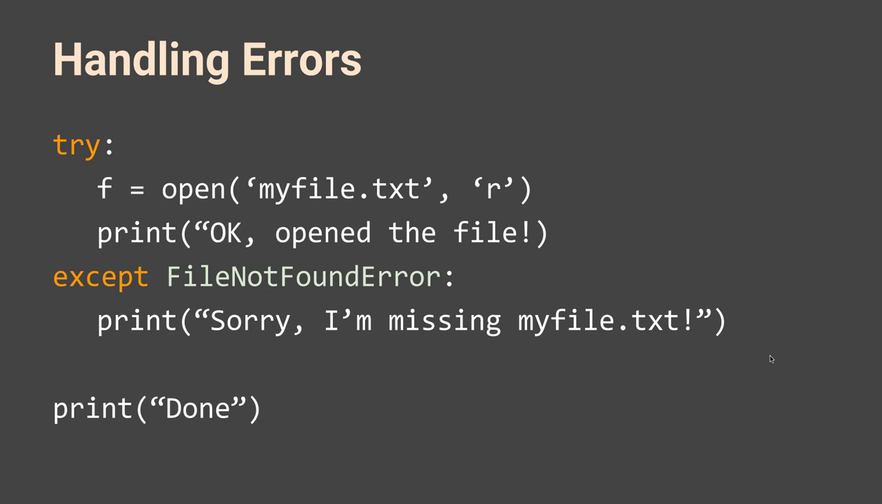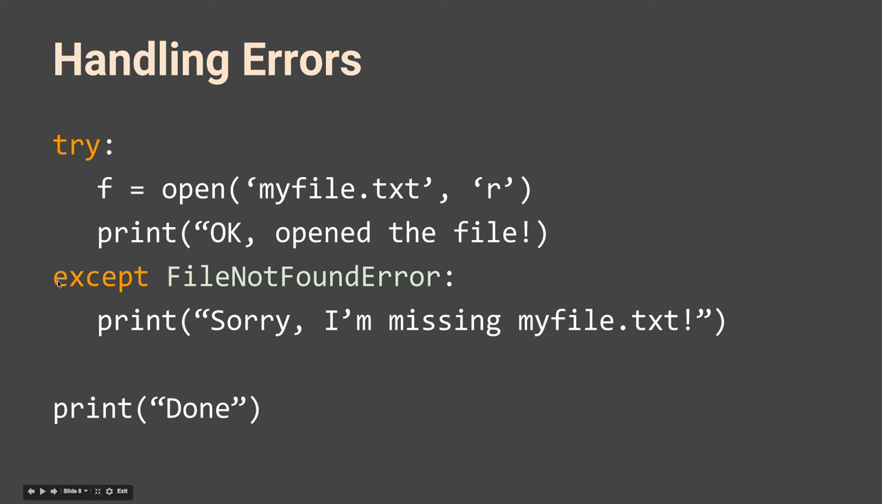So here we're going to see the syntax for handling this type of exception and being able to react to it. First off, we've got the same line of code: f equals open myfile.txt, opening in read mode. And once that file is open, I'm just doing a standard print statement. Okay, the file's been opened, and I can do whatever I want with the data in that file from there.